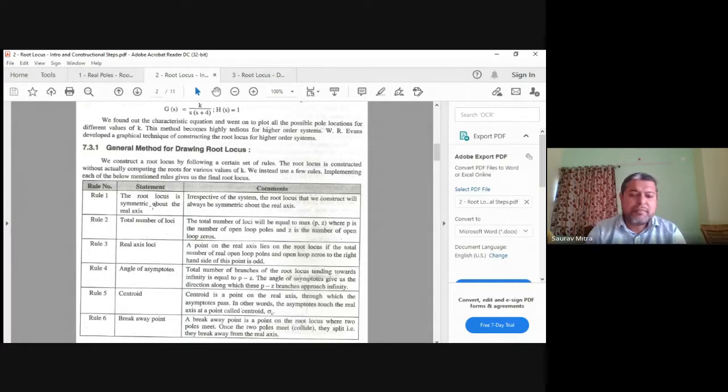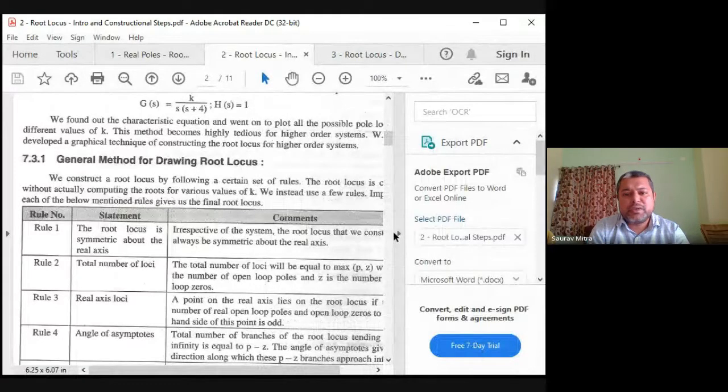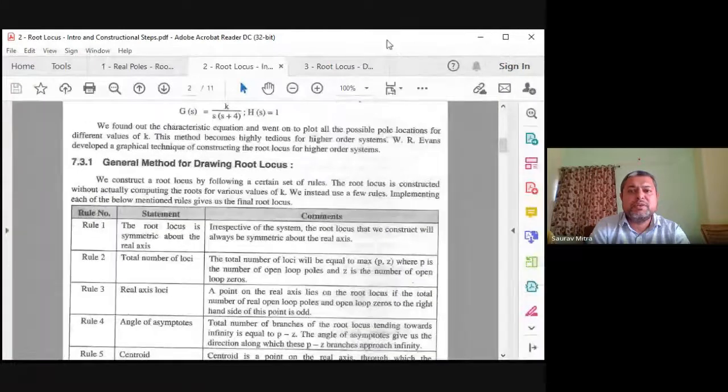We have seen that whatever happens on the positive side of the x-axis, the same thing will be happening on the negative side of the x-axis as well. So this is a property of root locus, that the root locus is symmetric with respect to the x-axis. That means with respect to the x-axis, whatever is above is also below. But it is not symmetric with respect to the y-axis. It is symmetric with respect to the x-axis. So irrespective of the system, the root locus that we construct will be symmetric about the real axis.